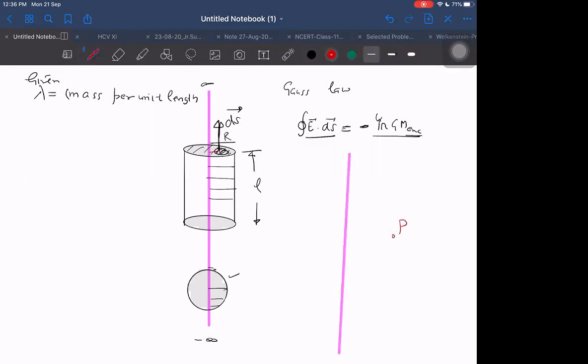If I ask you what is the field at point P, then what will be your answer? Towards the rod, sir. Wait a second. Don't directly keep on saying towards this. Why is it important? Why towards this? Why?